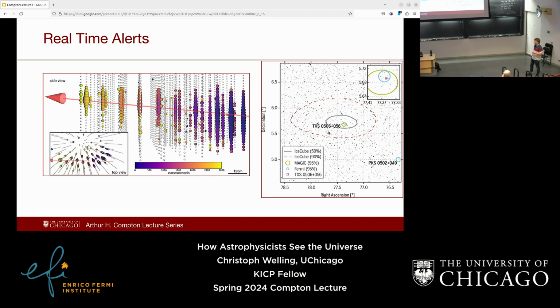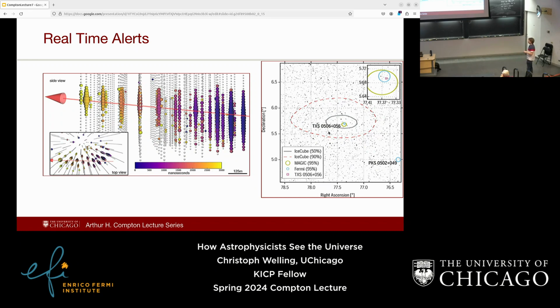So what IceCube is now also doing is sending out what's called real-time alerts. It's basically an email list that you can sign up to, and every time IceCube sees a neutrino that it thinks is really interesting, it will send out an alert to basically whoever is interested, saying, hey, look, in this direction in the sky, there might be something going on.